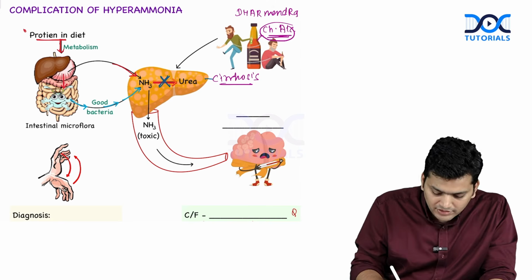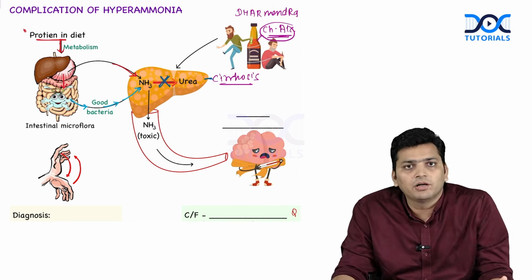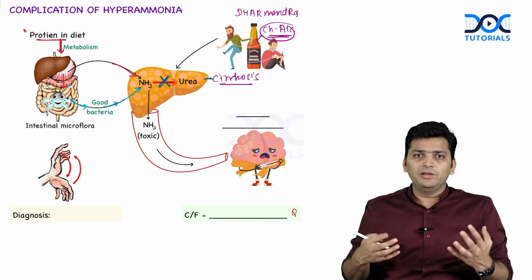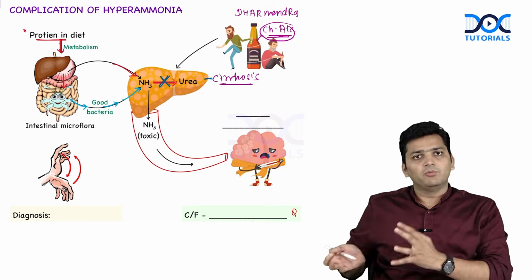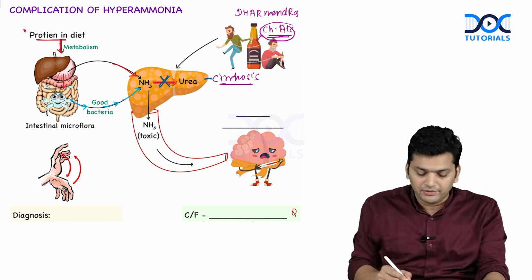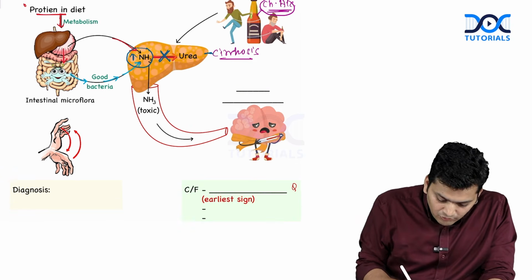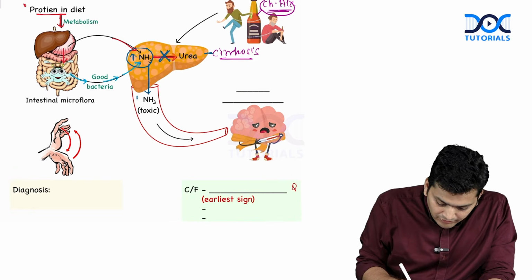If there is cirrhosis, the liver will not work, and the ammonia will not be able to convert into urea, because the liver is the only factory where you can convert ammonia into urea. In cirrhosis, it will not happen. So there is going to be an increase in the ammonia. If there is an increase in the ammonia, ammonia will come into the blood.